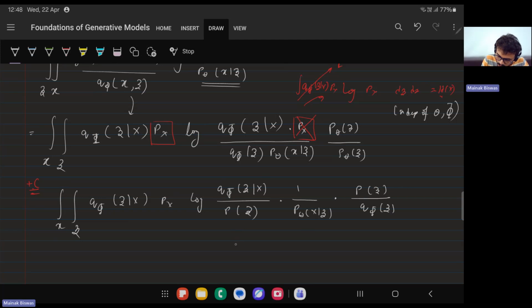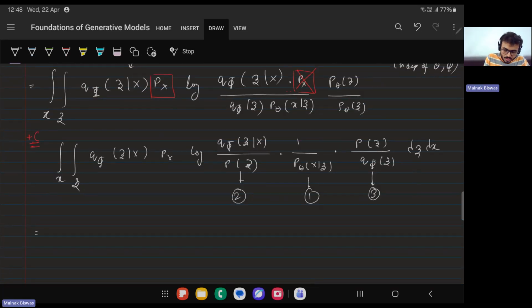So clearly you can see this is term 2. This will give rise to term 2. This will give rise to term 1 in the original equation. This will give rise to term 3. If you're following me, this is exactly what I want. So this is equal to, what do I get?